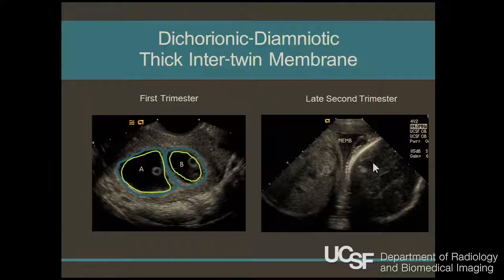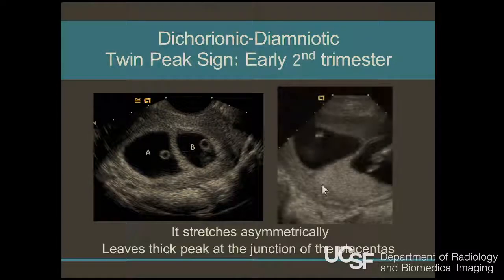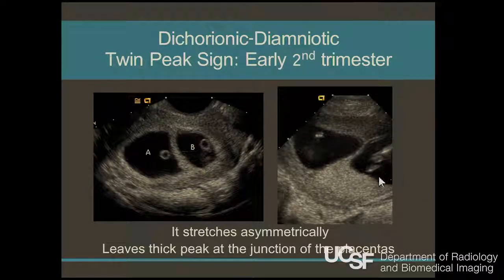The problem is, as the pregnancy goes on, that membrane stretches out. So there's a trick we can use in between when that happens. Here we have something that looks like really 1 placenta, because they're on the same side, but you have this thing called the twin peak. That's because there's placenta, or chorionic tissue, growing into that membrane.